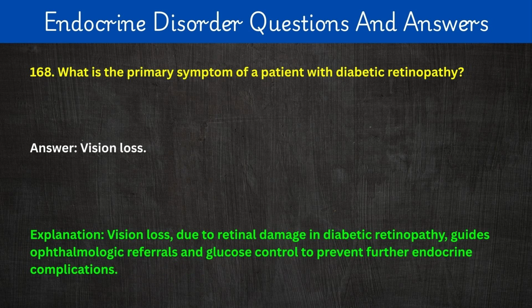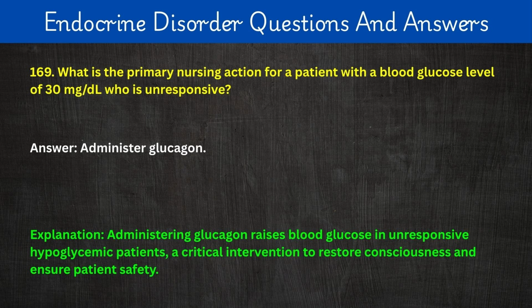168. What is the primary symptom of a patient with diabetic retinopathy? Answer: vision loss. Explanation: vision loss, due to retinal damage in diabetic retinopathy, guides ophthalmologic referrals and glucose control to prevent further endocrine complications.